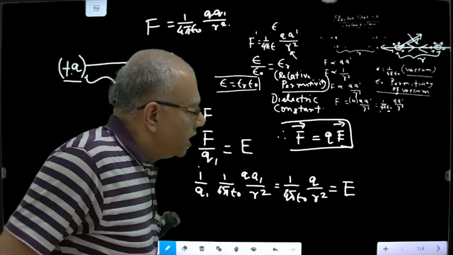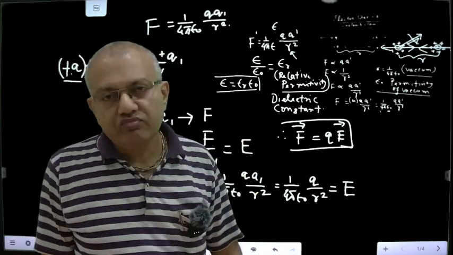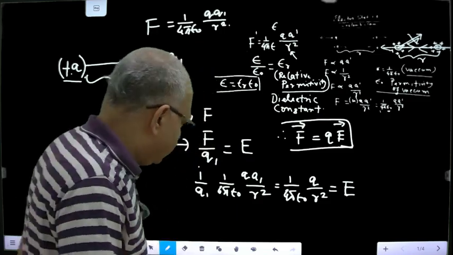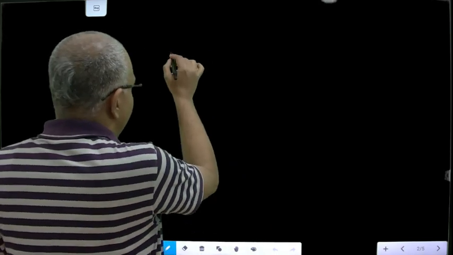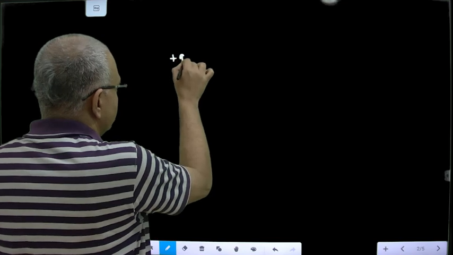Okay, fine. Now, I'm just going to change the page here. So from here, different questions can come, either in the board exams, CBSE, ISC, or in the competitive exams also. Let's take some examples of the electric field, and some examples of Coulomb's law also. Let us think, I am going to have a charge Q.